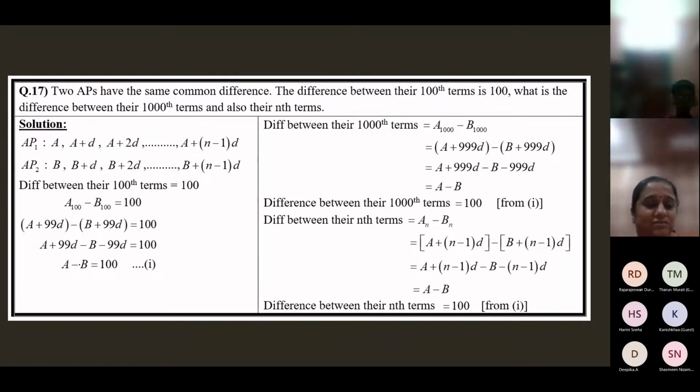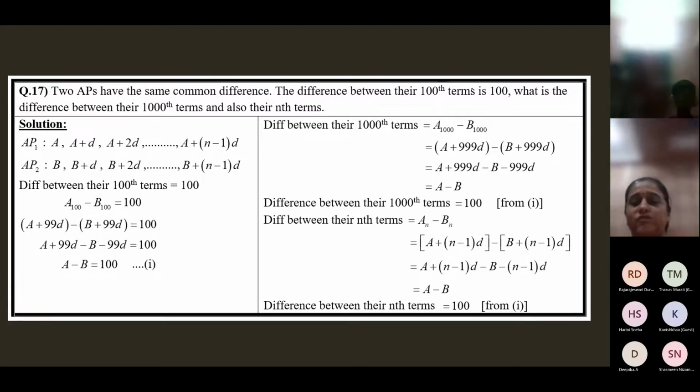I was telling you that when you work this, you get A minus B is equal to 100. Now, this is the information we get using this: the difference between their 100th terms is 100. On working this, you get A minus B is 100. How do we understand this? The difference between their first terms is 100. A minus B is 100.